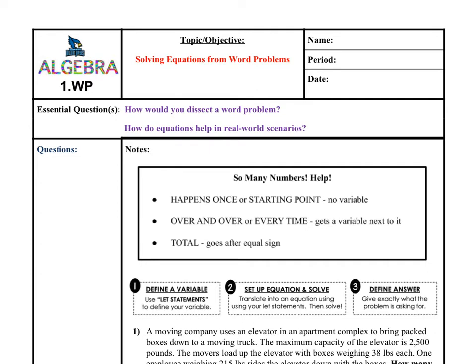Our steps when we solve a word problem. First, tell me, what does your variable mean? So write a let statement, put it into an equation, and then solve, and then define your answer, give exactly what the problem is asking for.